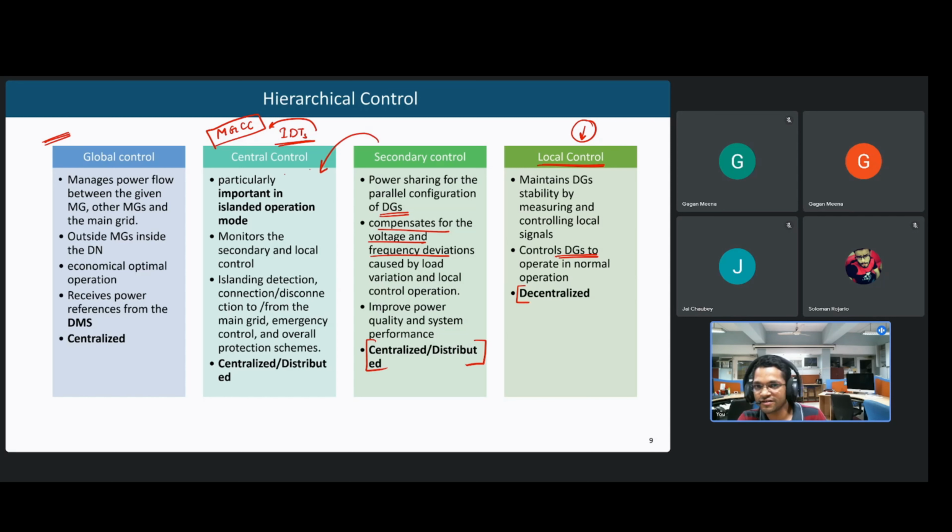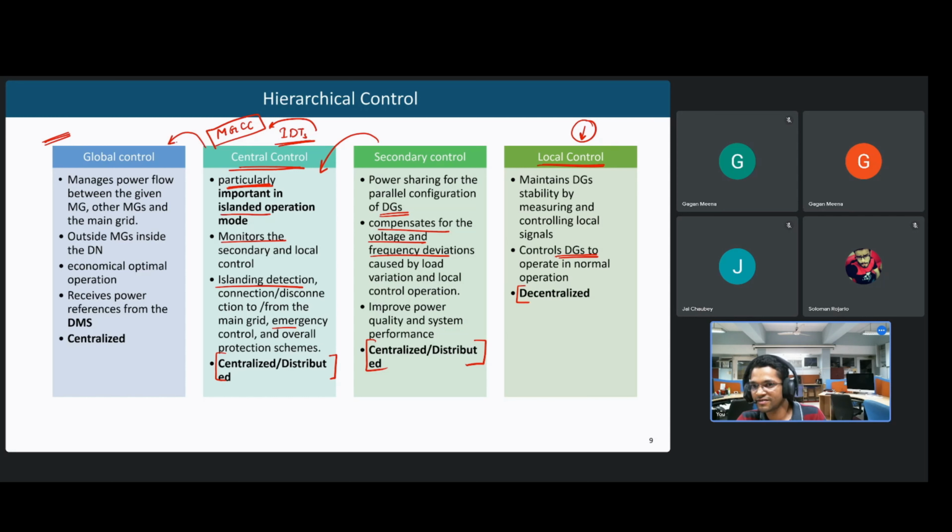Then the next level of control is the central control, which comes into the picture particularly when there is islanding. It will detect the islanding and carefully monitor the secondary and local controls, based upon which it will decide whether there is islanding or not. It will also help in the connection and disconnection of the microgrid to or from the main grid. Other emergency control and protection schemes are taken care of by this central control, or the MGCC. This can also be centralized or distributed.